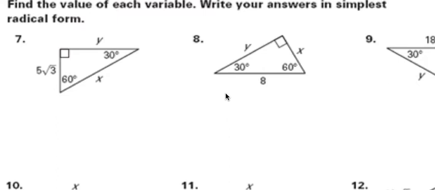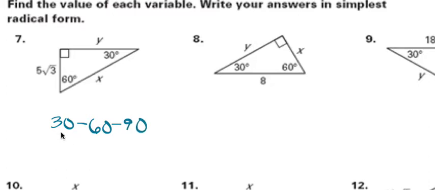We are solving 30, 60, 90 triangles. Very similar process to solving the 45, 45, 90s, but the 30, 60, 90 has a different rule. The rule for the 30, 60, 90s is 30, 60, 90.